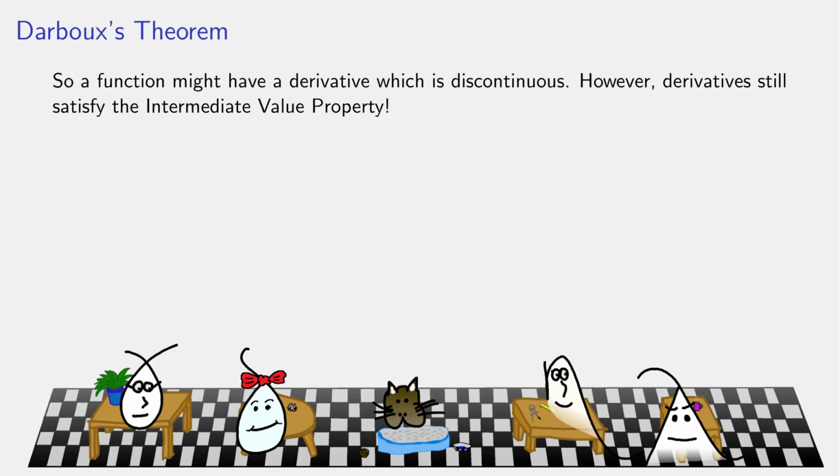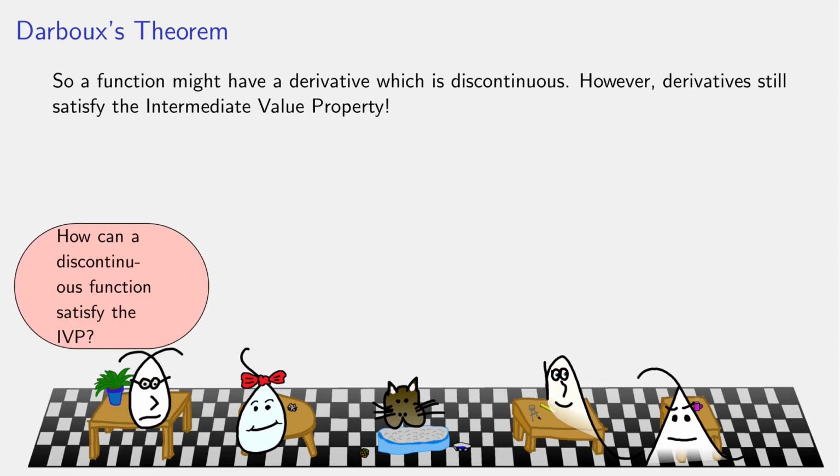Now let's introduce something known as Darboux's theorem. So we now have an example of a function that has a derivative that is not continuous. But Darboux's theorem says derivatives actually still satisfy the intermediate value property even if they're discontinuous, which does sound a little odd. The intermediate value property says if you take two values, you take every value in between. So how can that happen without being continuous?